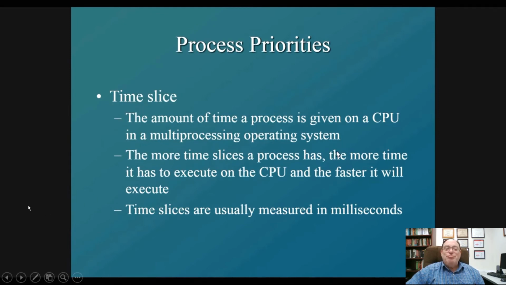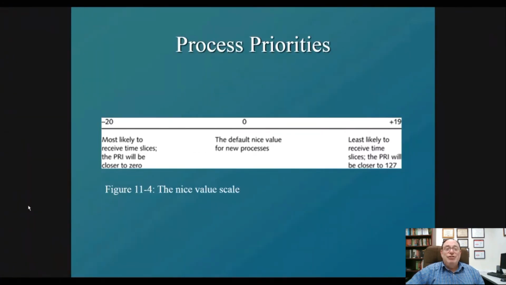It's just sharing time slices really, really fast. The more time slices a process has, the more time it has to execute on the CPU and the faster it will execute. And time slices are usually measured in milliseconds, real quick, especially today with the new i7s and i9s and things of that nature. They really go fast. Okay, process priorities. We get a little bit into the numbering system here. And 0 is sort of the default nice value for new processes. Remember, the nice value is our indirect measure.